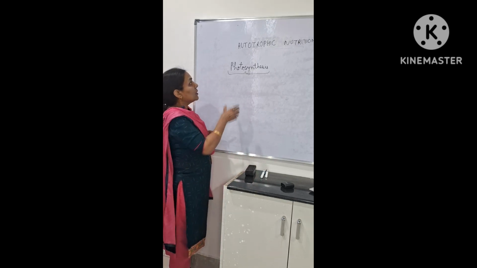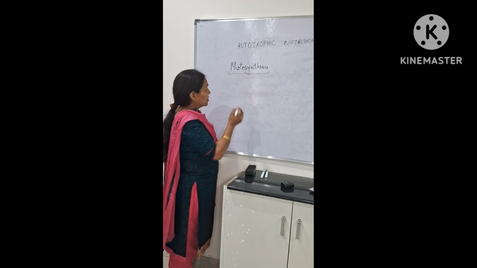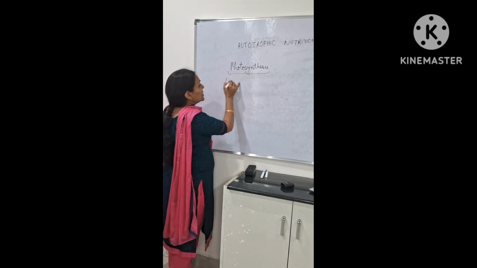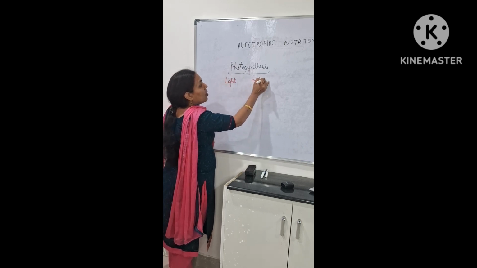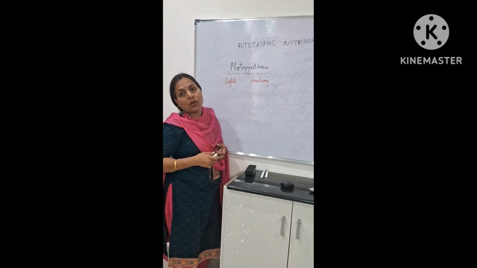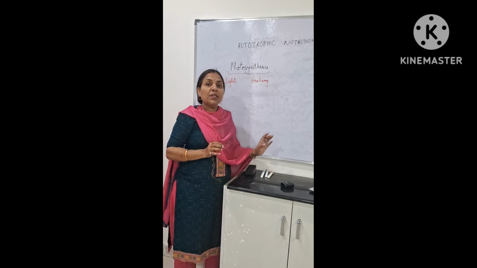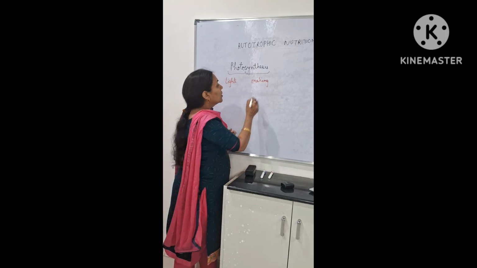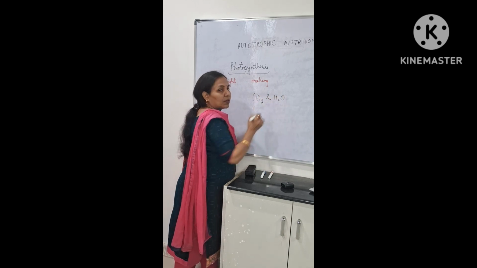Now here, the term photosynthesis itself is made up of two terms, photo and synthesis. Photo meaning light, and synthesis, that is making or manufacture. Now making and manufacture of what? Of food and oxygen. Now the raw materials which are required for photosynthesis are carbon dioxide and water.